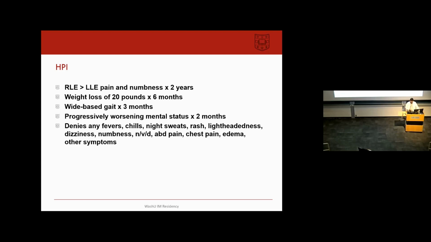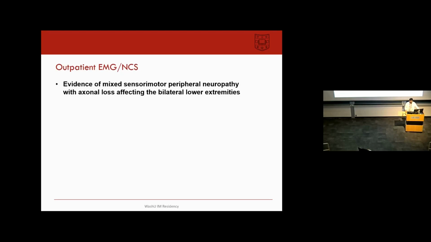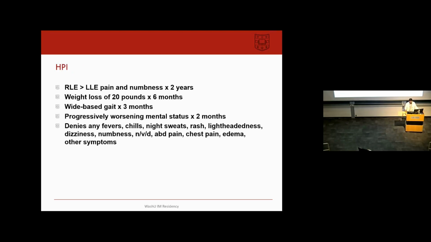So let me show you this EMG and nerve conduction study, and then we'll come back to this HPI. This was done about a year and a half prior to presentation. It showed evidence of mixed sensory motor peripheral neuropathy with axonal loss affecting the bilateral lower extremities. Okay, so that's a lot of information. What are your thoughts on this? And also the time course of the worsening mental status.